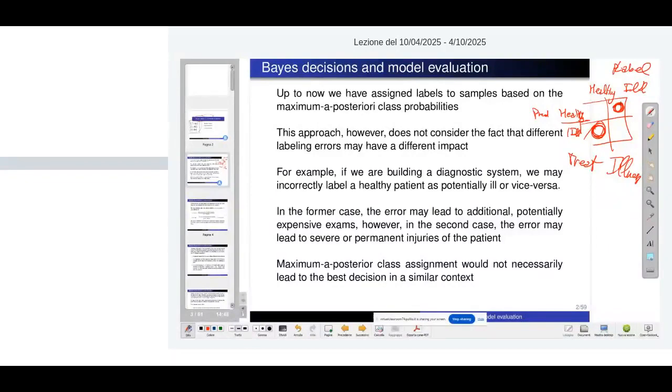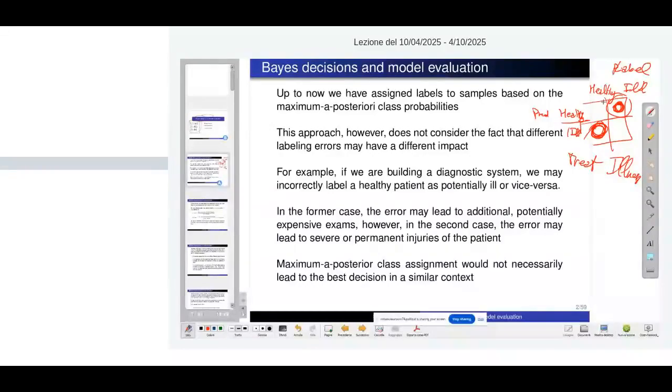If it's a serious disease, then saying to somebody, you are healthy, you don't need treatment, may put that person in danger of life. So treating somebody who is healthy but doesn't need treatment, of course, has a bad impact on that person's health. But not treating somebody who is ill has a much worse effect on the person. So making a mistake of the kind, I don't treat an ill patient, may be much more expensive because it may lead to the person dying than treating somebody who's not ill.